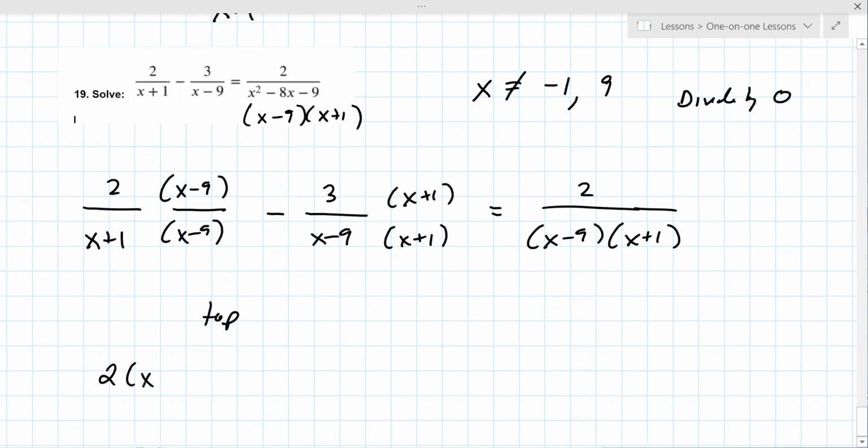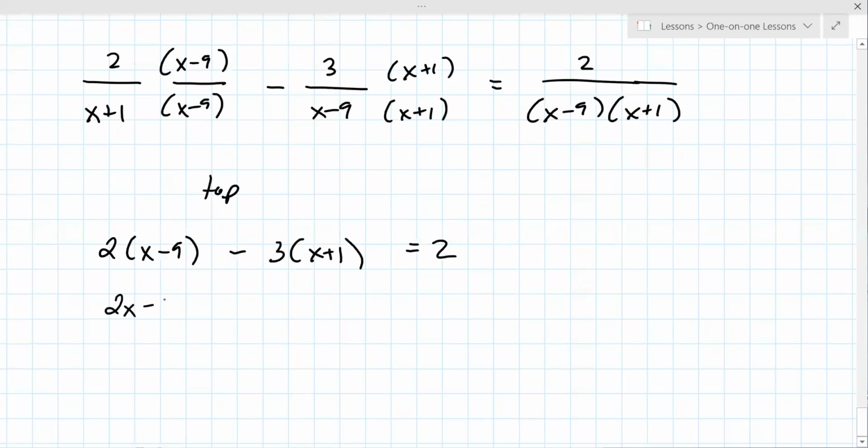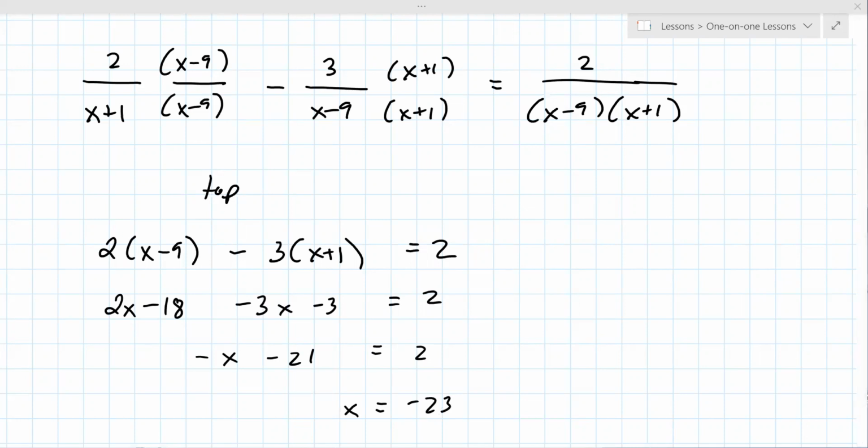So it's 2 times x minus 9 minus 3 times x plus 1 equals 2. 2x minus 18 minus 3x minus 3 equals 2. So you get negative x minus 21 equals 2. When you move some things around here, you end up getting that x is equal to minus 23. I guess. All right. I don't know. Is that the right answer? Yeah, it is. Okay.